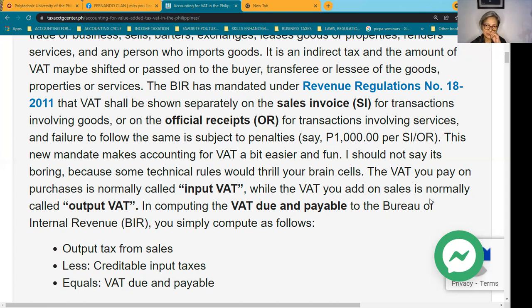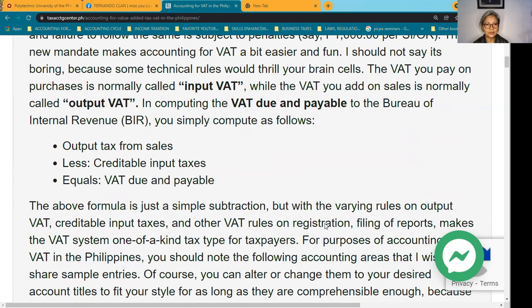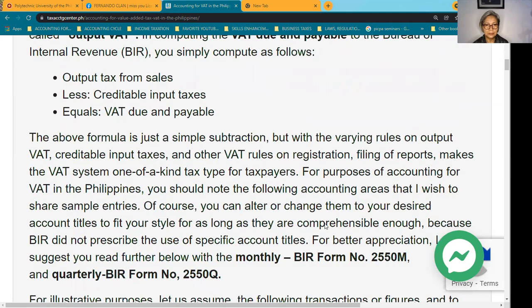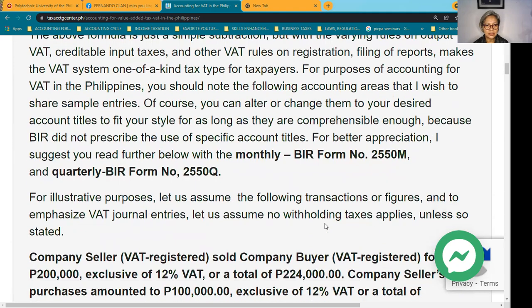Pero kasi minsan mag-transact ka sa government, meron silang withholding on VAT. So kung merong withholding on VAT, creditable withholding on VAT pa rin yun. Magko-qualify yun as a deduction from output tax. Okay? So, meron siyang illustration dito.